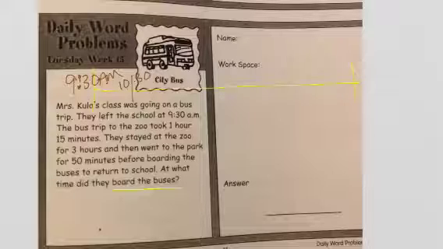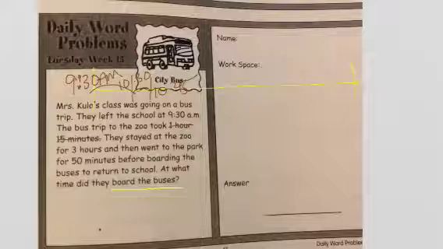And now let's make another mark for my 15 minutes. So you got to know about your time. If it's 10:30, 15 minutes later would be 10:45. Okay. So I've accounted for my 1 hour and 15 minutes, so I'm going to cross those off. They stayed at the zoo for 3 hours and then went to the park for 50 minutes.